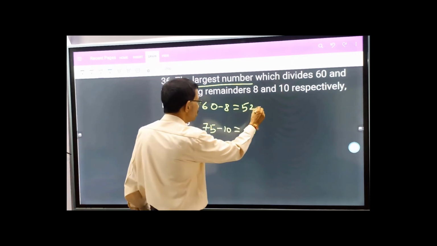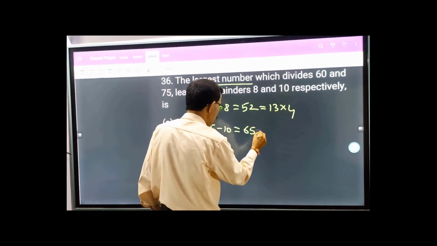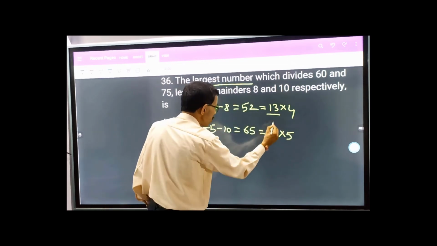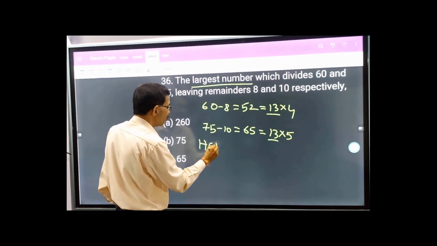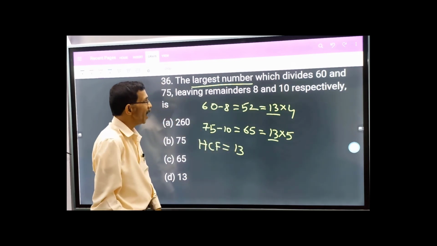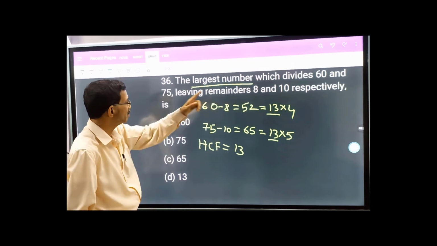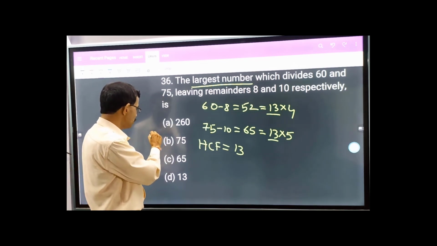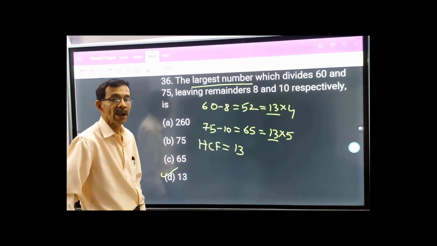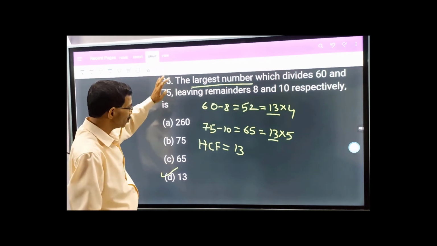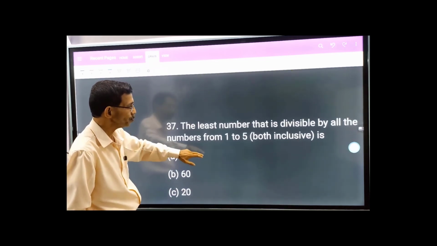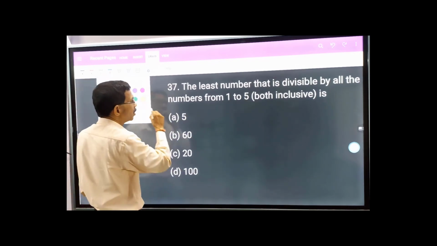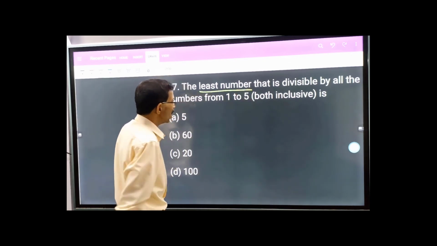So here this can be written as 13 into 4, this can be written as 13 into 5. And you see here, common is 13. So HCF is equal to 13. And 13 will be the largest number which divides 60 and 75, leaving 8 and 10 respectively as the remainders. So here the correct option is option D. Let's move to the next question. The next question is, now we are finding least number. We are finding the least number.